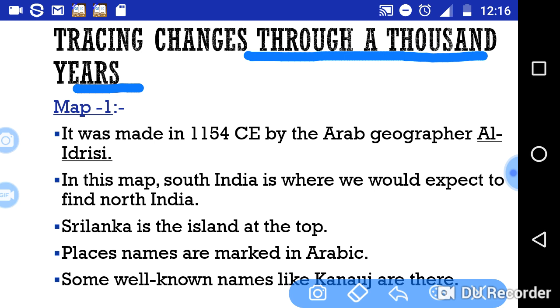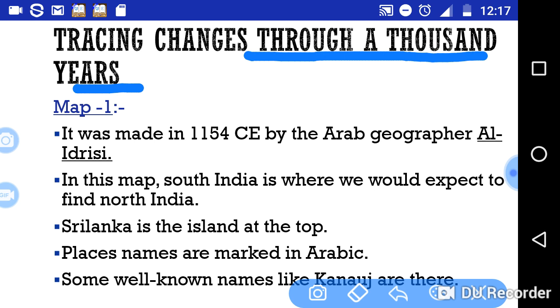Let us start our discussion with the maps, and here 1000 years refers to the period from the 8th century to the 18th century. There are many changes which occurred. We are going to discuss many things which changed during this period, and we are going to discuss the maps by taking two maps as examples. They are map 1 and map 2.